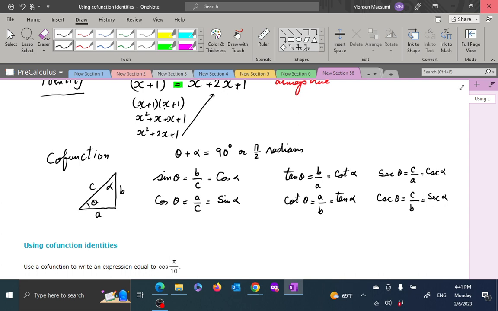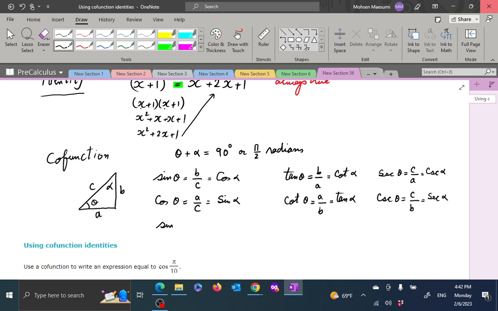Is that right? If you add these two, you get either 90 degrees or pi over 2 radians. So what happens is that the sine and cosine of these two turn out to be the same. You can look at the sine of this and the cosine of the other one, or cosine of the first one and the sine of the second one.